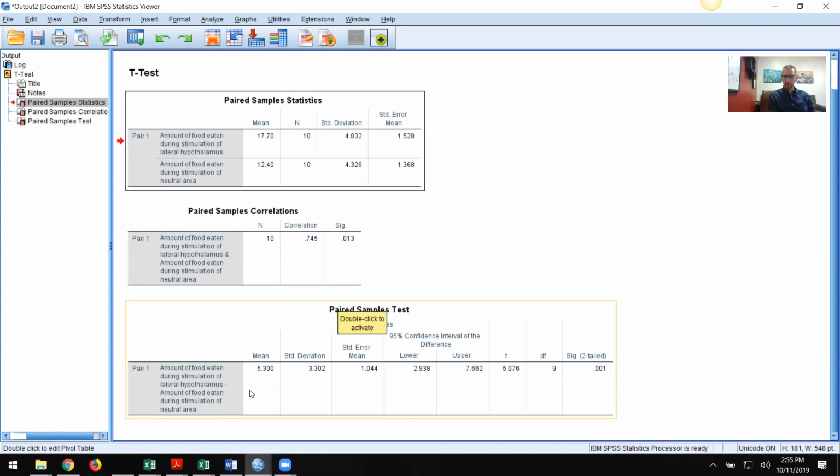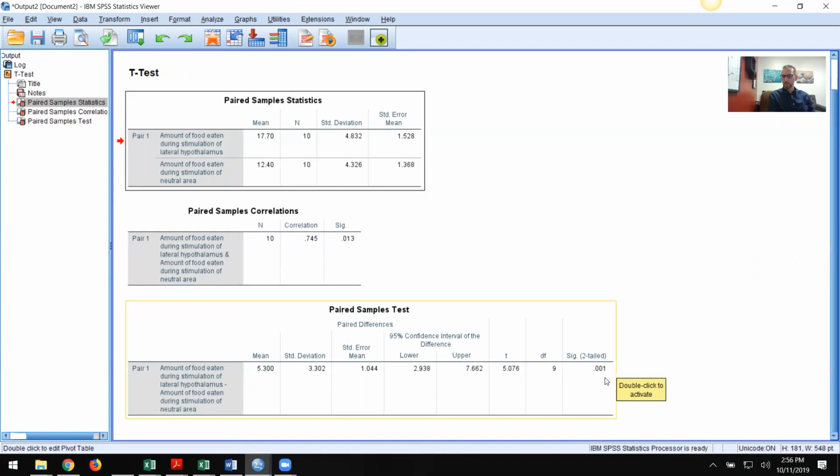So here is our paired samples t-test. So we have a mean difference. The mean difference is 5.3. That is 17.7 minus 12.4. And that, again, comes out to 5.3. The standard deviation is 3.3. That's the standard deviation of the difference score. But really what we're interested in is this number over here, the p-value.